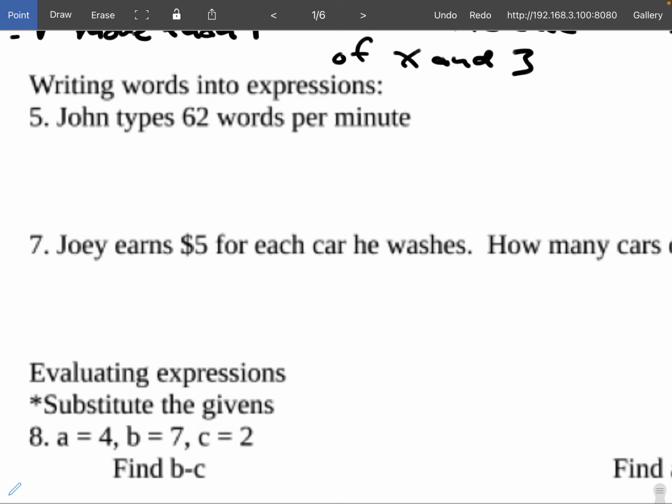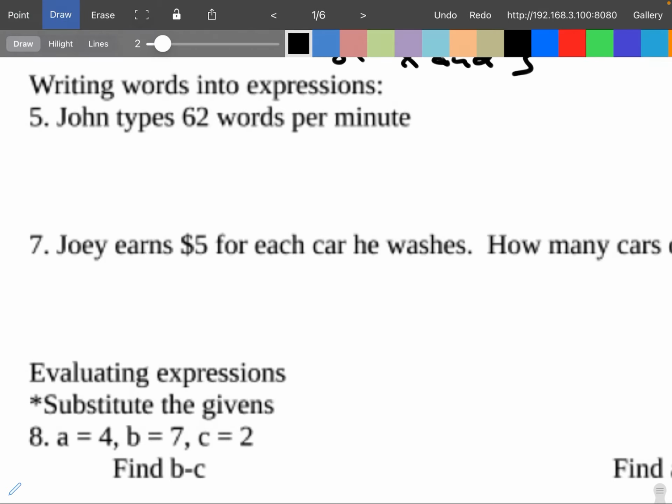All right, so this one's just going to be 62. And I'm going to use m for my variable for minutes, okay? M is going to mean the number of minutes. So this one's just going to be 62m. Where m here is going to represent the number of minutes. I always like to define what the variable is, what value or what quantity it represents.